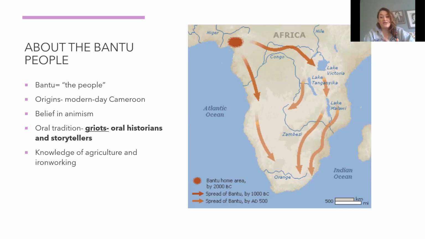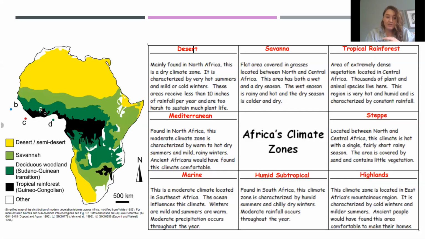Another important thing that the Bantu people bring with them is a knowledge of agriculture and ironworking. This is really important. They're one of the earliest people to be doing these things the way they're doing them. Because they have the knowledge of iron forging, their agriculture and their tools and their weapons are more sophisticated. So the way they relate to other tribes they run into as they migrate, these things will come into play.